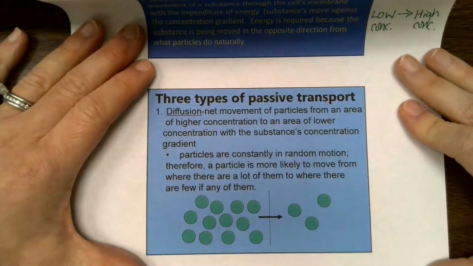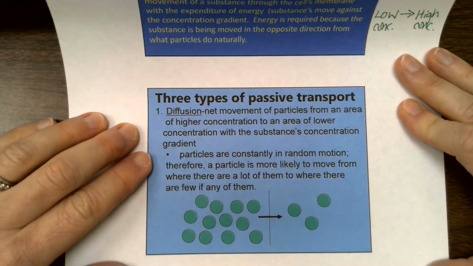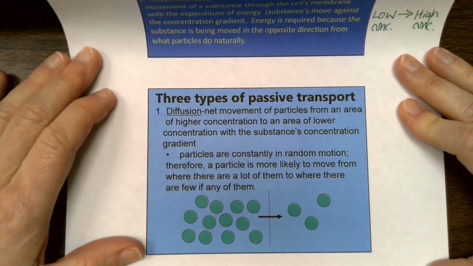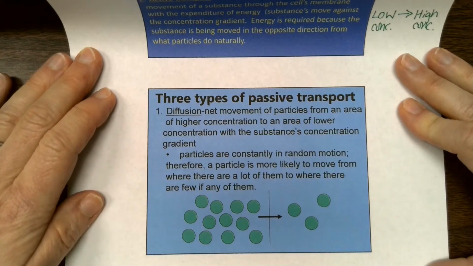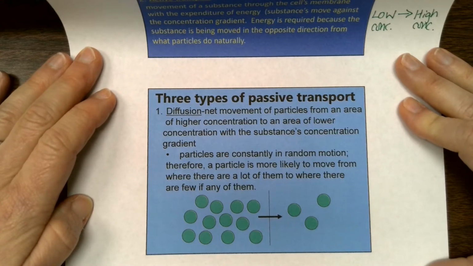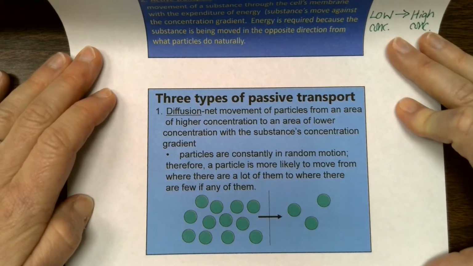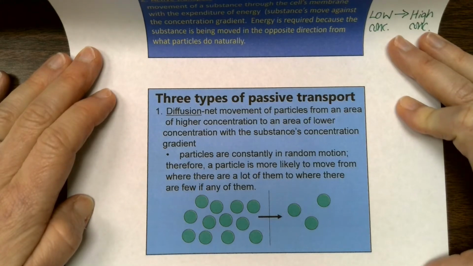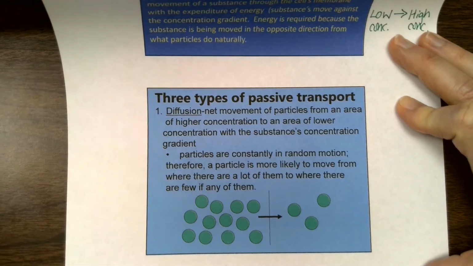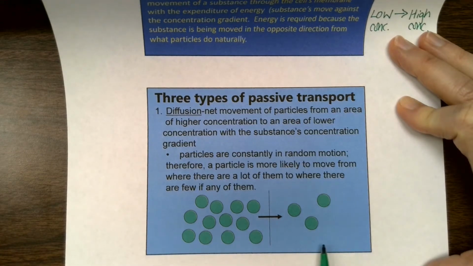All right, for this slide, I actually want to start with this bullet point that says particles are constantly in random motion. Hopefully you learned that in middle school. In general, that means that a particle is more likely to move from where there are many of those particles, whatever they happen to be, to where there are only a few, if any, of them. So when there's a lot of particles, like here on the left on this diagram, they tend to move to where there are few of them on the right.